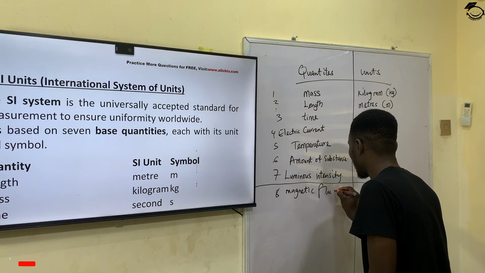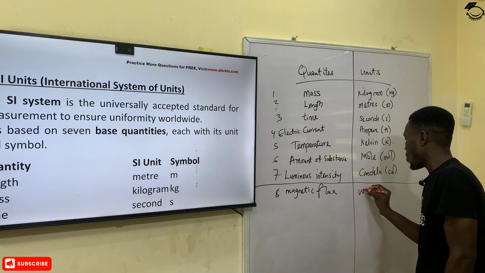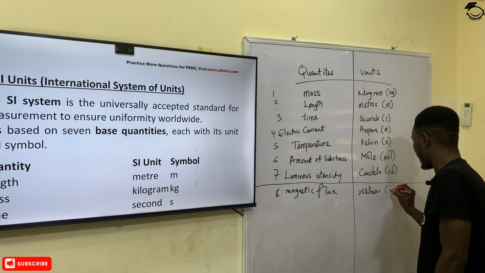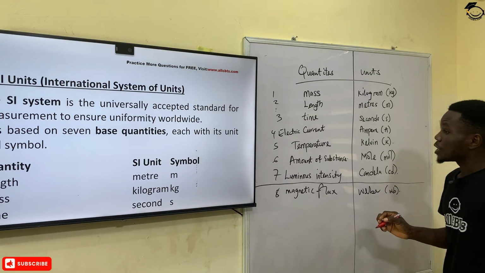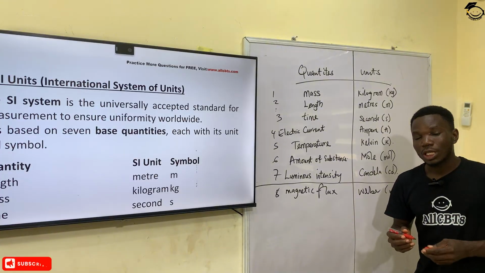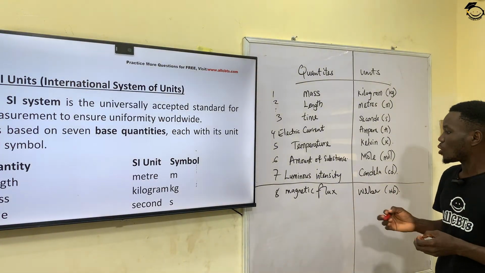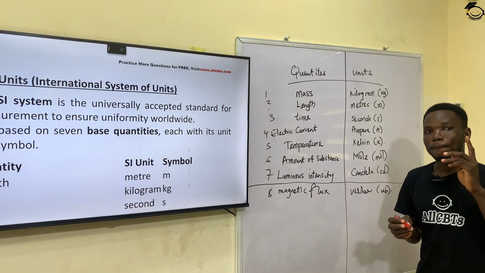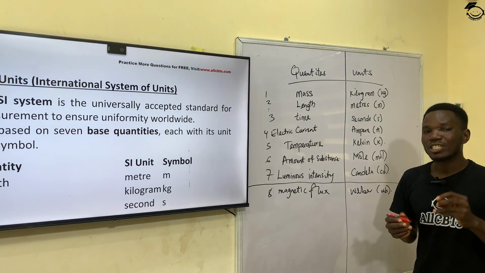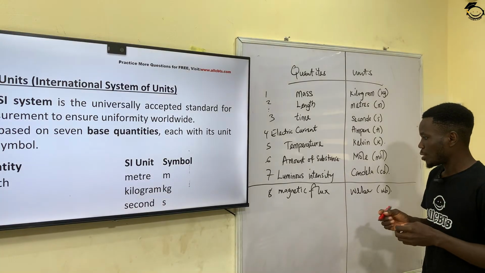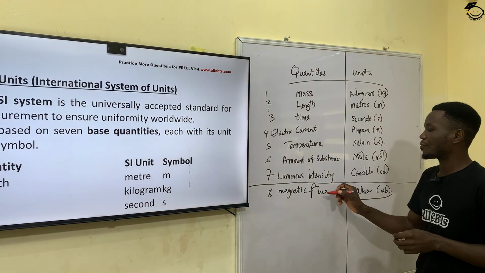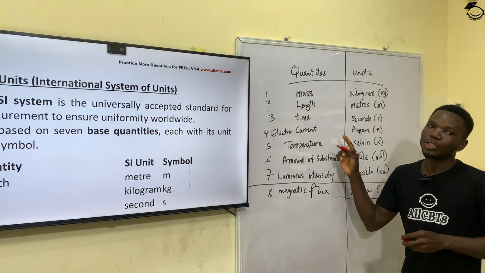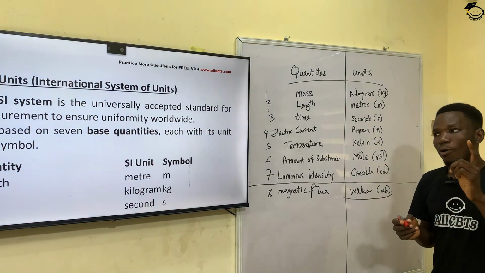The unit of magnetic flux is Weber. But the international system of units said that magnetic flux is not an SI unit, or not a fundamental unit, because it can be derived from the combination of 2 or more other quantities.